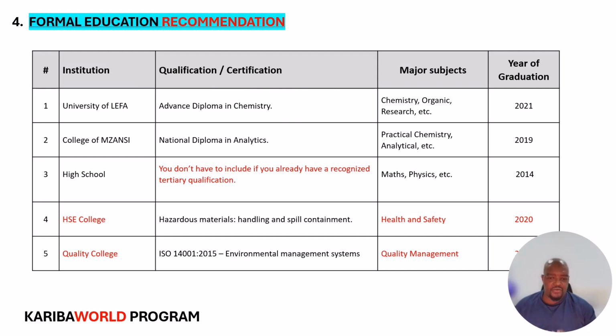Formal education, this is a recommendation from us, KaribaWorld. In the case of Mr. Lefa, I would highly recommend that we tabulate the results. If you look at the table here, it's much neater, it's clear. You have the name of the institution, qualification or certification, major subject, year of graduation. So the presentation is very neat, not cluttered. Anyone can look at this, the information is clear. First time you look at it, it's understandable.